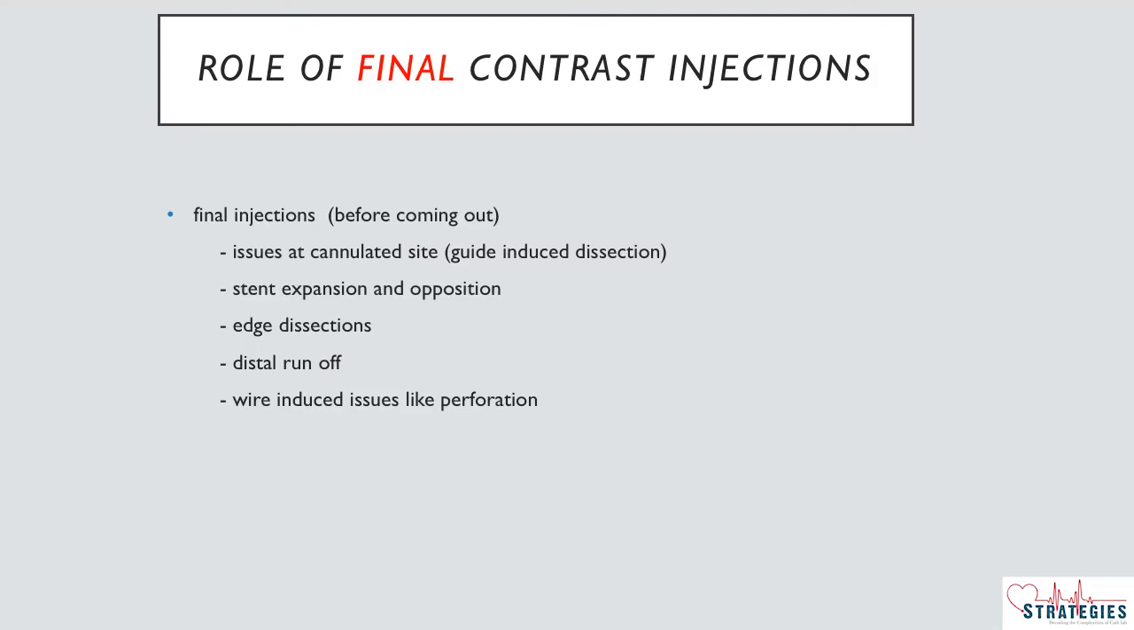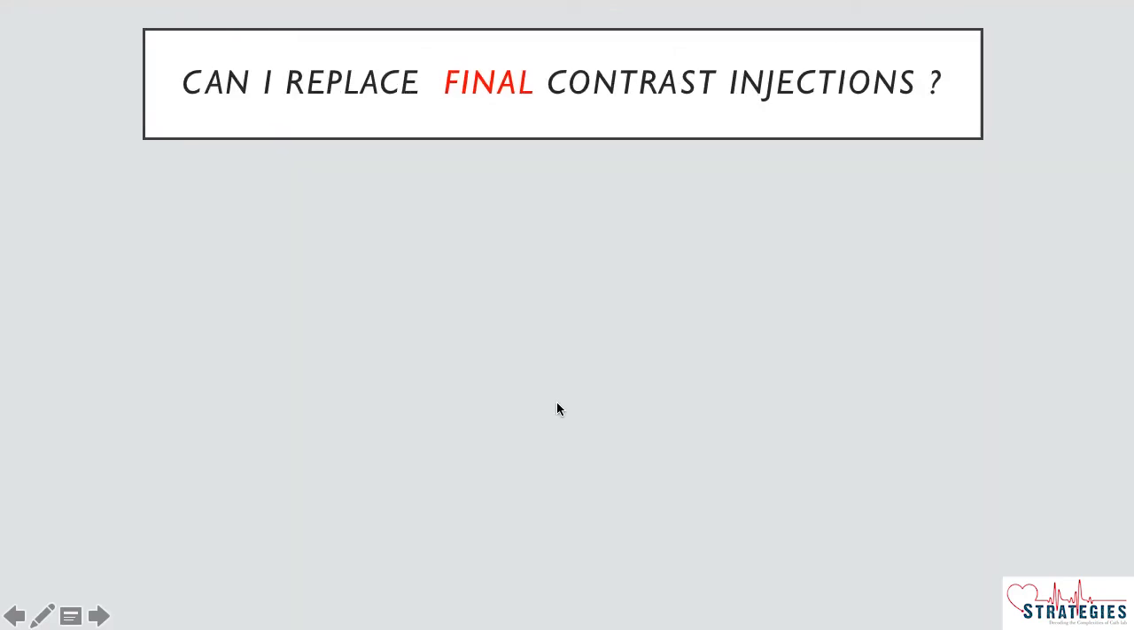And I'll come to the final injections now. So what is the role of the final contrast injection? With the final injections, basically, you want to understand whether you have done anything to the cannulated site, like guide-induced dissections of the proximal vessel, or any issues related to stent expansion and edge dissections, distal runoff, and wire-induced issues like perforation. So this is the goal of the final injection.